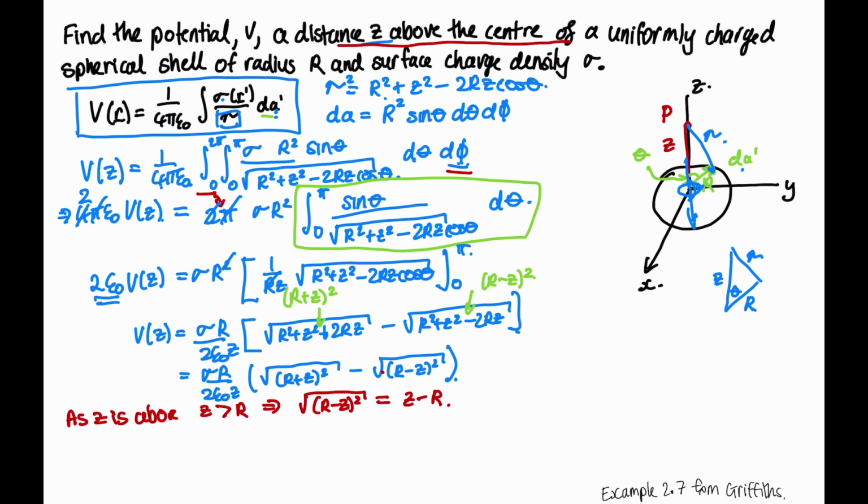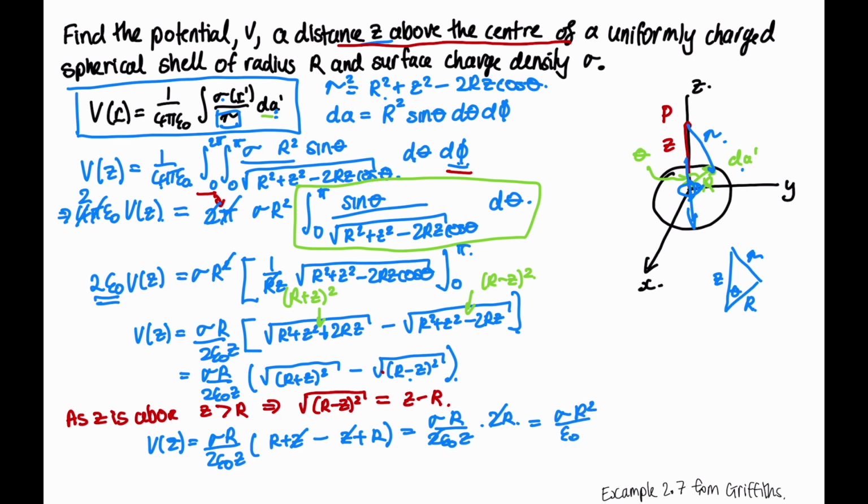Okay, so now we can substitute that in, and we've got that V of z is equal to sigma R over 2 epsilon naught z, and we've got the square root of (R plus z) squared is R plus z, and then minus, and we've said that this thing is z minus R, so minus z plus R in this case. So those z's will cancel out, and this will be equal to sigma R over 2 epsilon naught z times 2R. Those 2's will cancel, and I'll end up with sigma R squared over epsilon naught z.